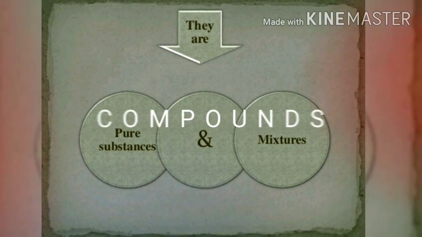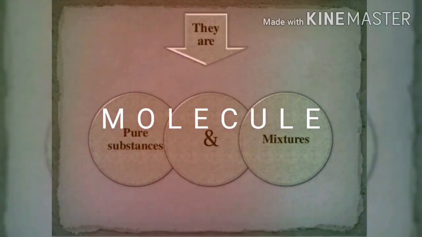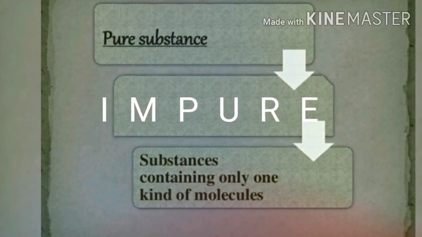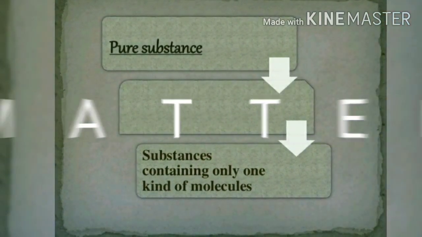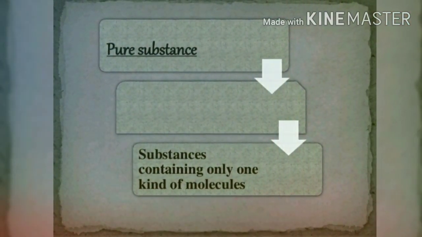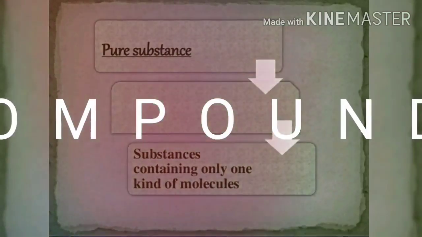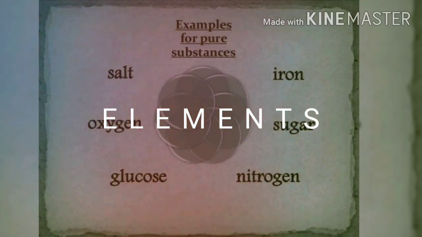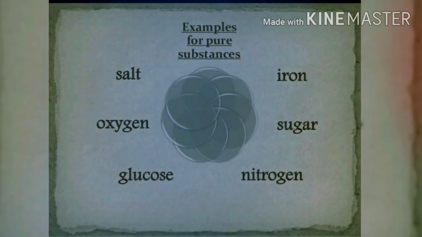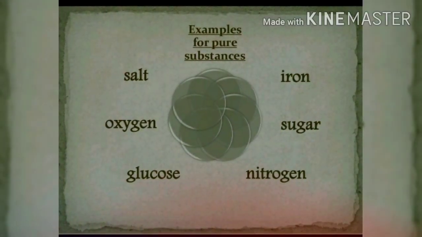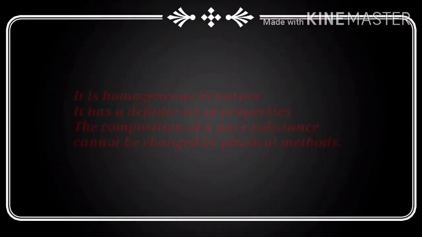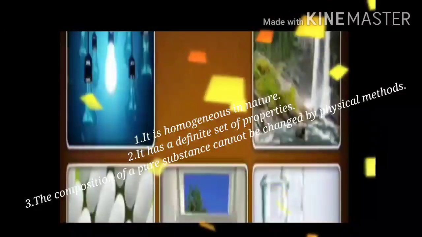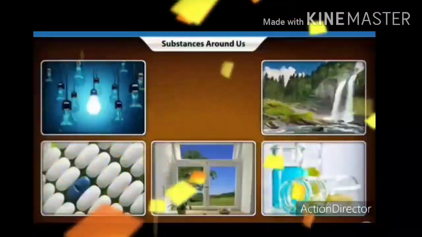Pure substances are further divided into elements and compounds. A pure substance has only one kind of molecule present in it, so it is homogeneous in nature. An element is a pure substance. Salt, oxygen, glucose are all examples of pure substances. Characteristics of a pure substance: homogeneous in nature, a definite set of properties, and the composition cannot be changed by a physical method.